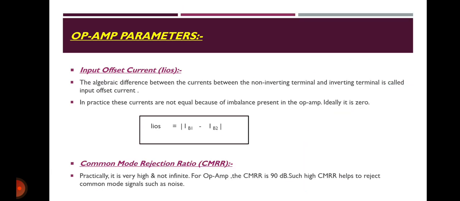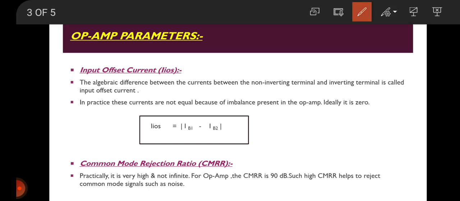Then next one is input offset current. It is the algebraic difference between the currents flowing into the inverting and non-inverting terminals of op-amp, called as input offset current. Mathematically, it is expressed as follows: IIOS, that is input offset current, equals mod of IB1 minus IB2, that is algebraic difference.